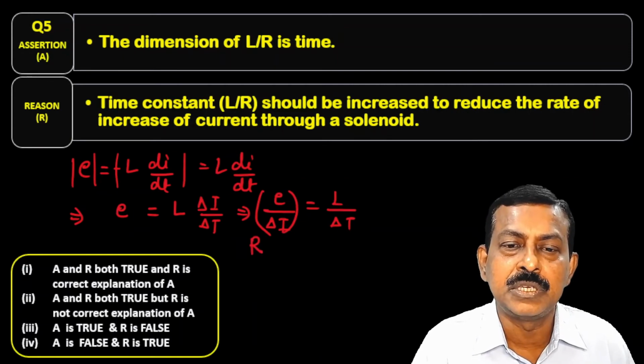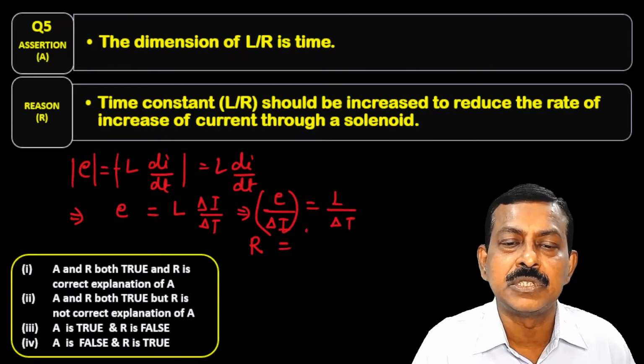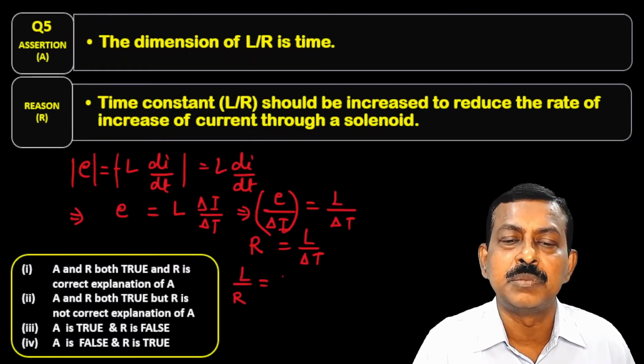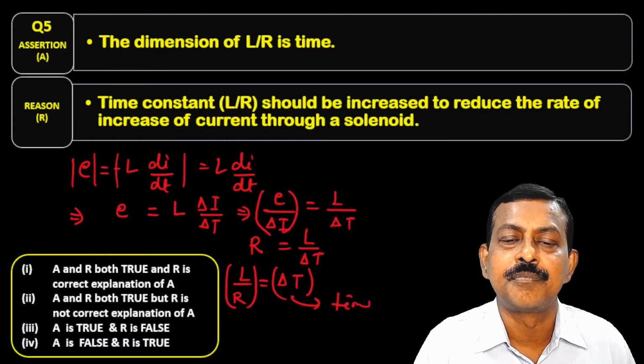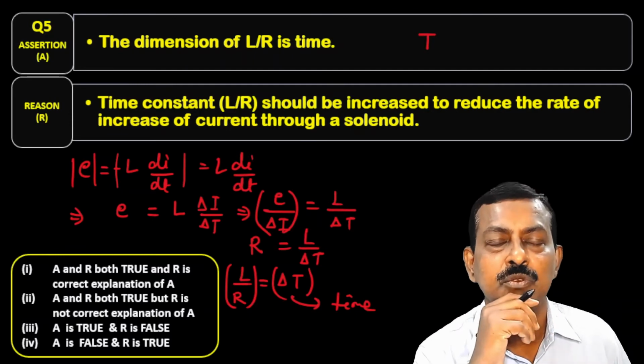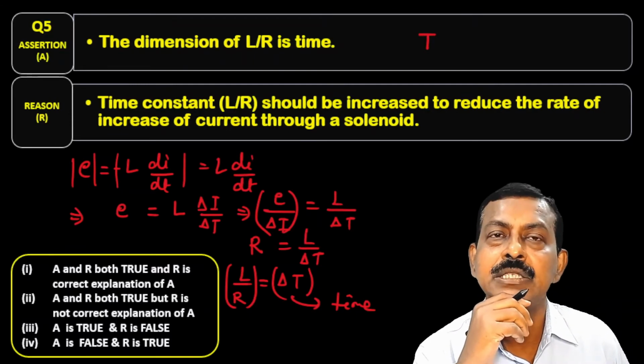And this term is your L. So that means this is your L and it is divided by delta T. So if I take L by R, it means it is your delta T term. So this L by R has a dimension that of time. So that means this is true. So the dimension of L by R is time.